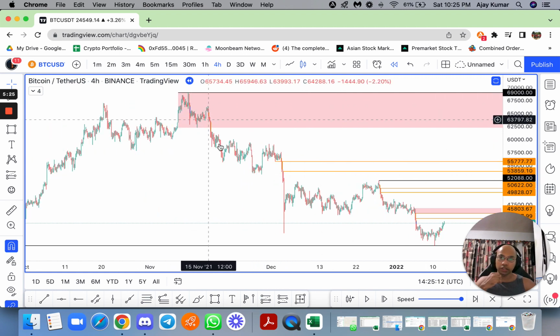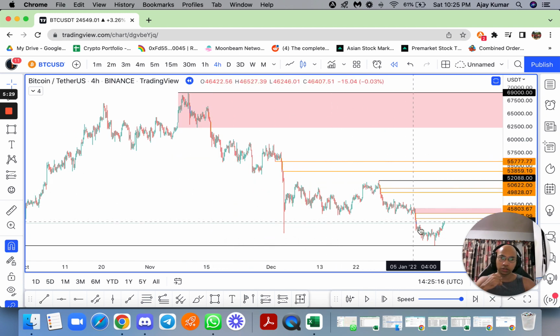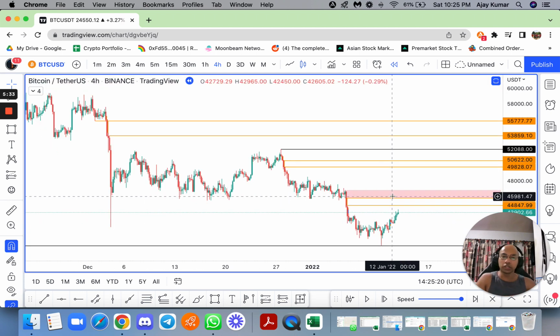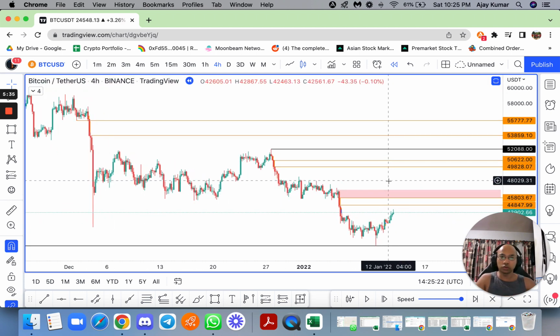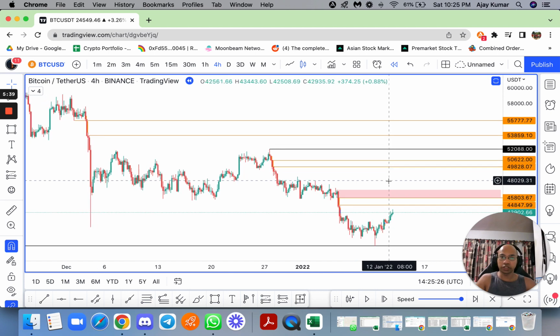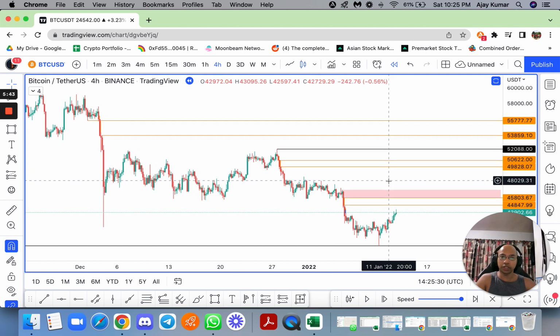We are in a downtrend. So sellers are in control at this point. So my bias would be to look for shorts. And if I'm going for a long, I will take the profits aggressively. So trade with the trend. The trend is bearish.